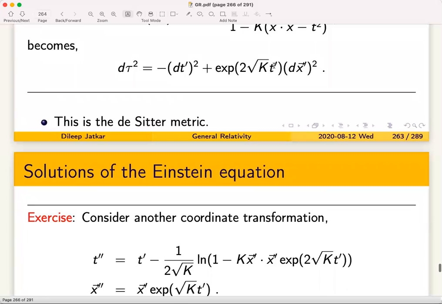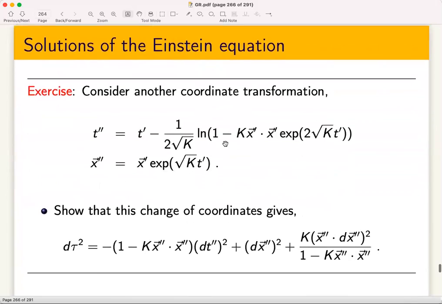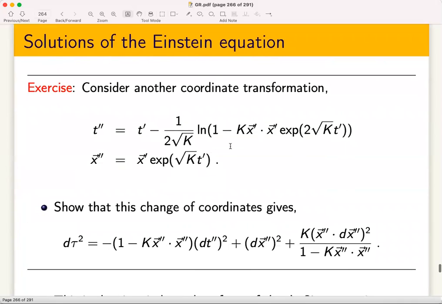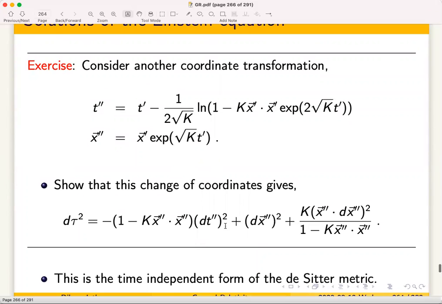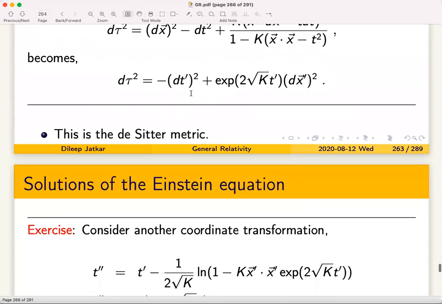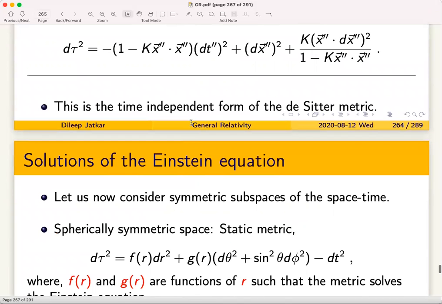This is an explicitly time dependent metric. But you can write this in the time independent form by doing a coordinate transformation, and here is a time independent form of the metric. So in the double prime coordinate system, you do not see metric components have any explicit time dependence. Nevertheless, it is the same de Sitter metric that we are looking at.